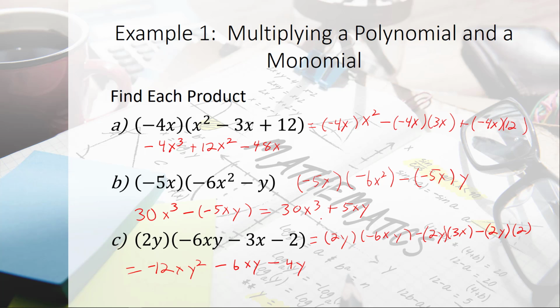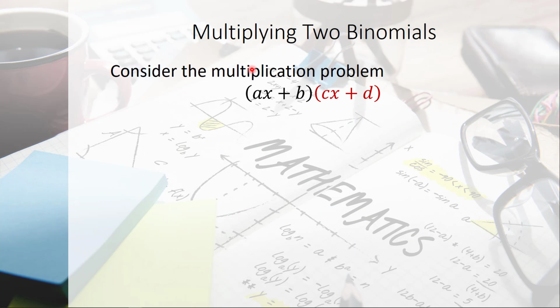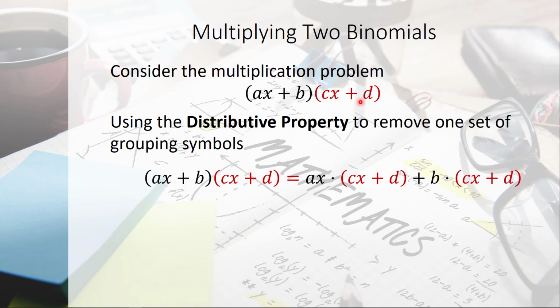So once again, the multiplication of a monomial with a polynomial is basically nothing more than an application of the distributive property. What about multiplying two binomials? So let's consider the multiplication of these two binomials, which is in general form. So a number a times x plus a number b, that's our first binomial. We're going to multiply that with the second binomial, which is equal to a number c times x plus some other number d. Okay, well, using the distributive property, we can work this as follows.